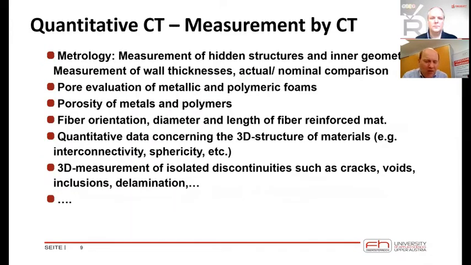What physical numbers are possible? So metrology, the measurement of hidden structures and inner geometries, is possible. Measurement of wall thicknesses, actual-nominal comparison of the real part and of a CAD model. You can do a pore evaluation of metallic and polymeric foams. You can measure the porosity of metals and polymers in a quantitative way. You can measure the fiber orientation. You can measure diameters, length of fibers, and so on. You can characterize and measure quantitative values of the 3D structure of materials, something like interconnectivity, sphericity of granules. You can do a 3D measurement of isolated discontinuities of cracks, voids, inclusions, delaminations, and so on.